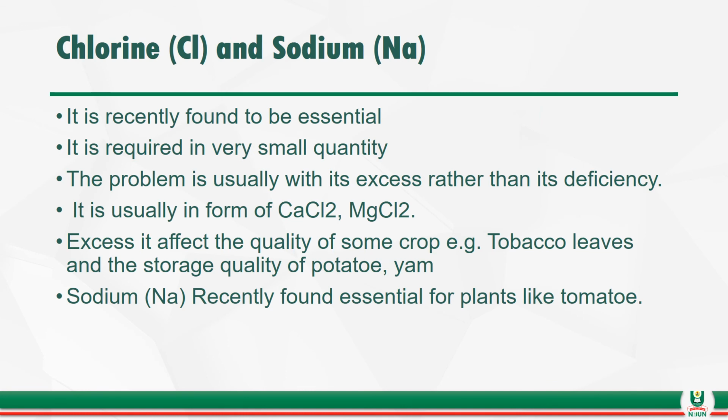Chlorine and sodium. Chlorine was recently found to be essential. It is required in very small quantity. The problem is usually with its excess rather than its deficiency. It is usually in the form of calcium chloride or magnesium chloride. In excess, it affects the quality of some crops like tobacco leaves and the soil quality of potato and yam. Sodium, recently found essential, is an essential nutrient in plants like tomato.